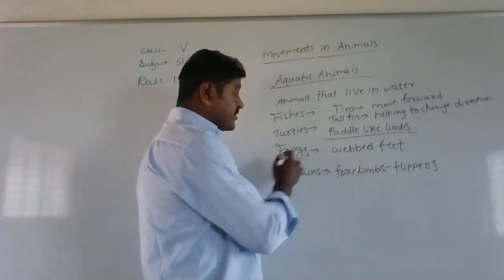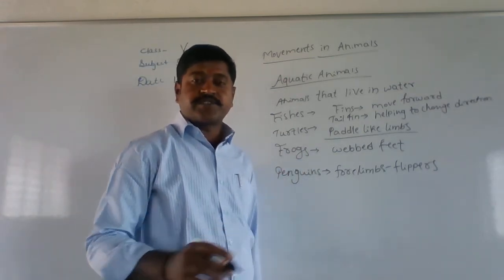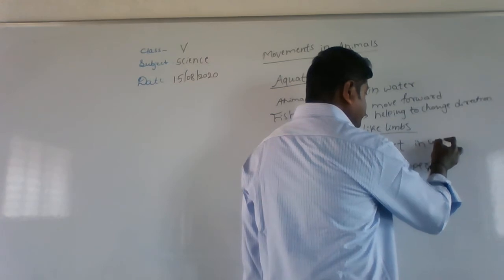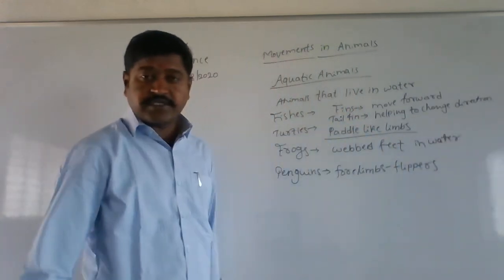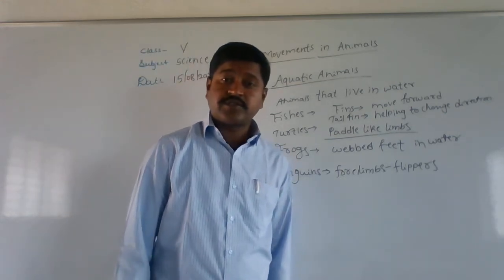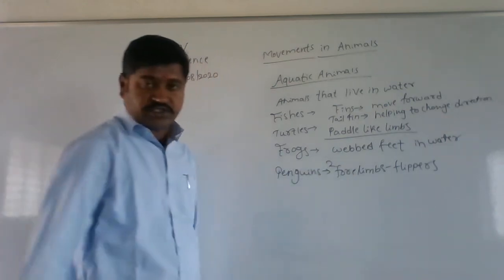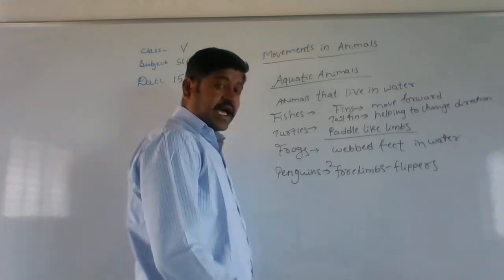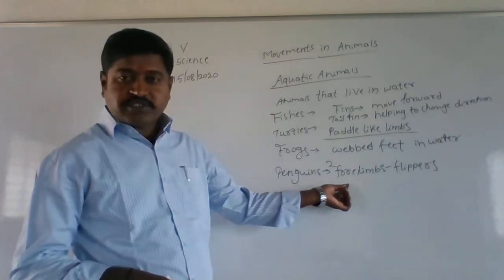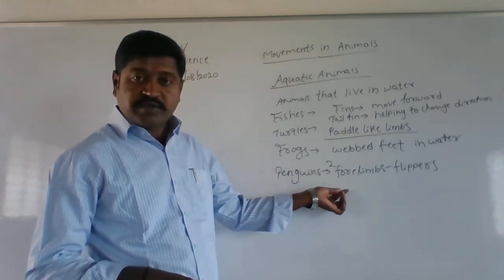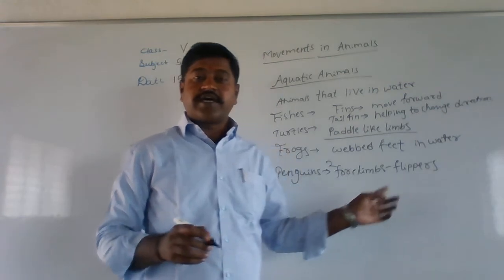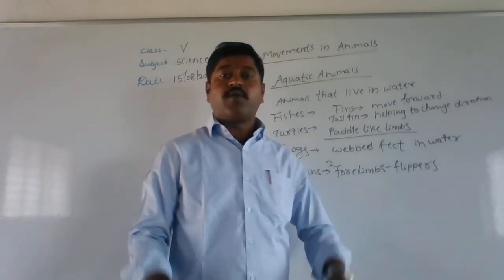The next, we have frogs. As it has webbed feet, it keeps it moving. But this will be in water. So its webbed feet help it to move in water. The next, we have seen penguins, where its two forelimbs are used as flippers to swim. So the two forelimbs of penguins are used as flippers. What are these flippers? They help the penguin to swim in water.